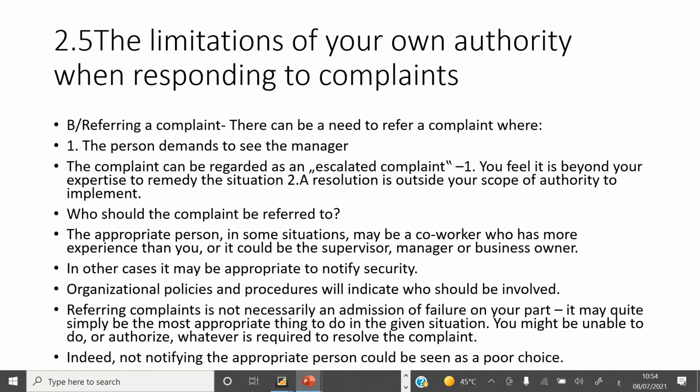Referring a complaint is not necessarily an admission of failure, so it doesn't mean that you failed to resolve the issue. It might be that you are transferring it to the correct person in a given situation, or you might not be able to solve the issue, or you don't have the authority whenever it's required from you to resolve an issue.